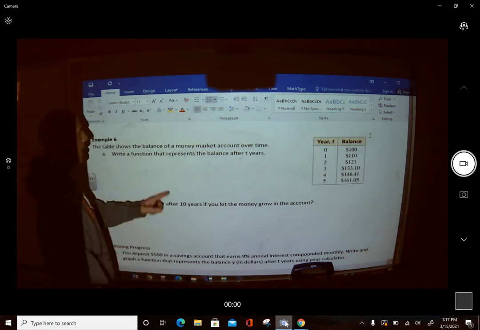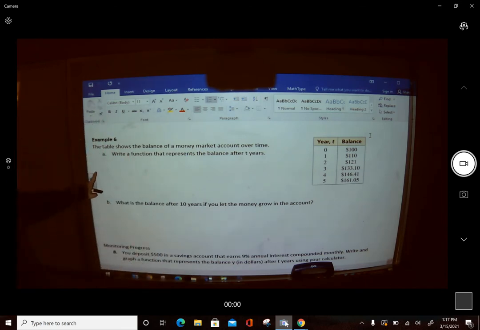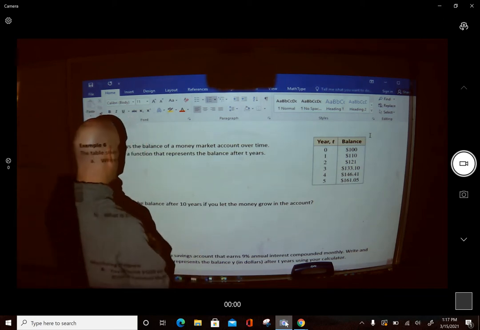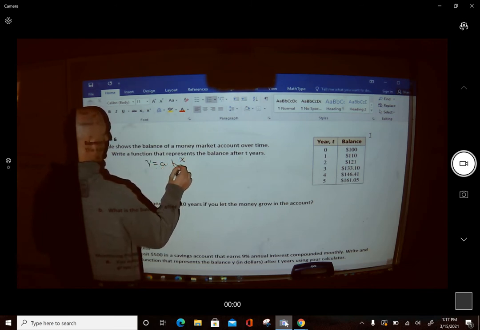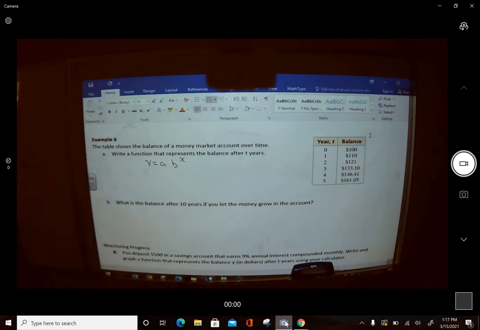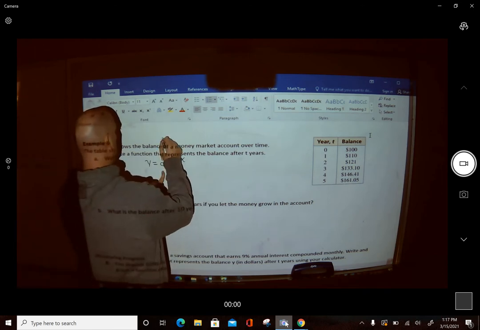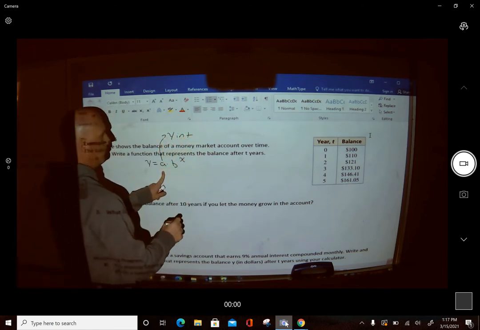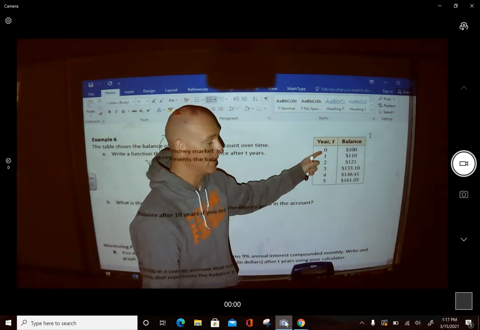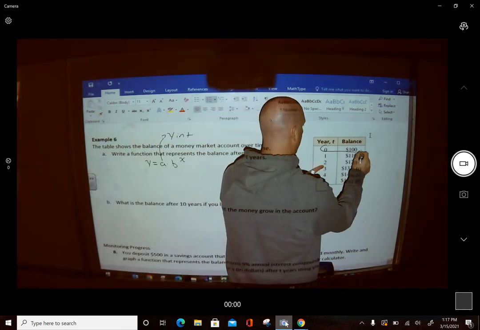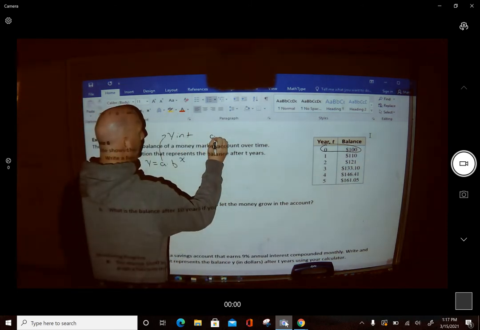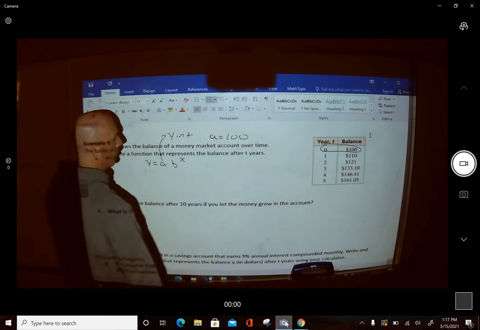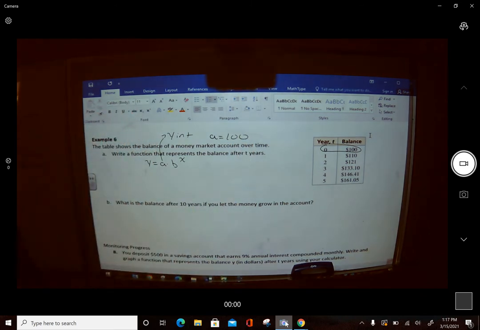The table shows the balance of a money market account over time. Write a function that represents the balance after t years. So all we have to fill in is y equals a times b to the x. Remember, a is your y-intercept. Well, y-intercept is when t is 0. So we already found a. Okay, so a equals 100. Now all I have to do is find b.